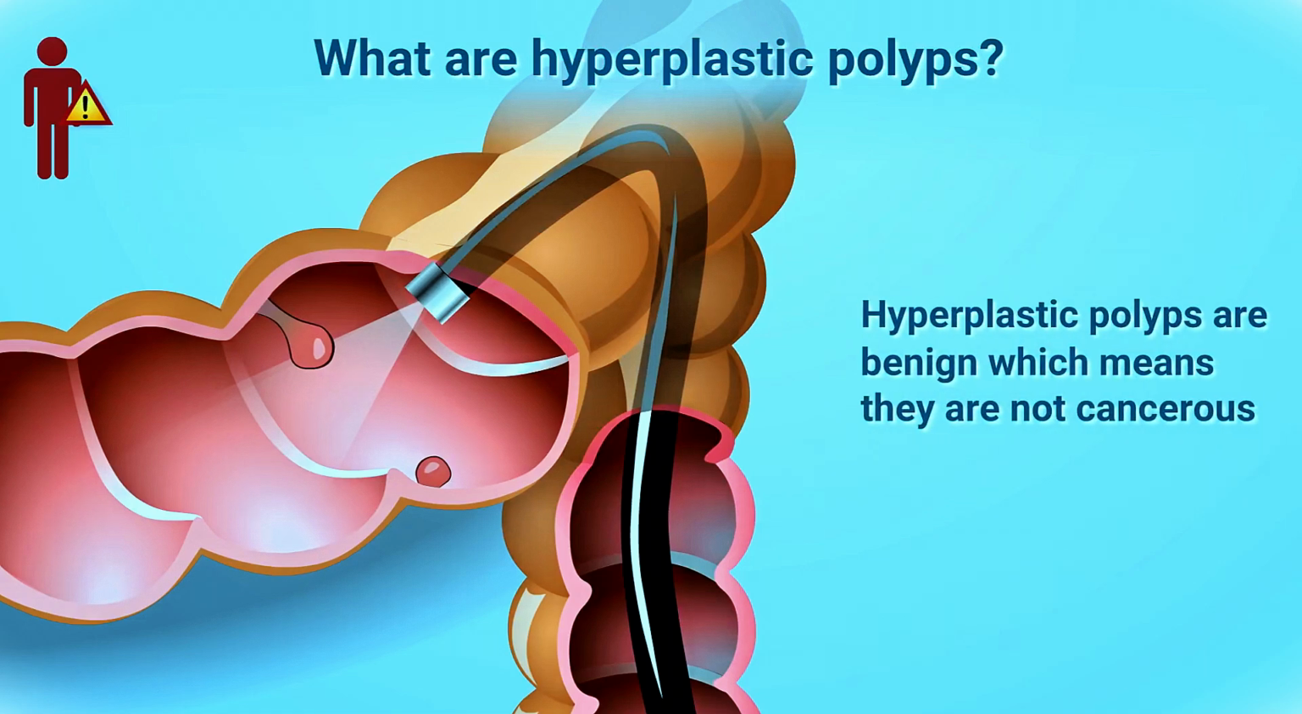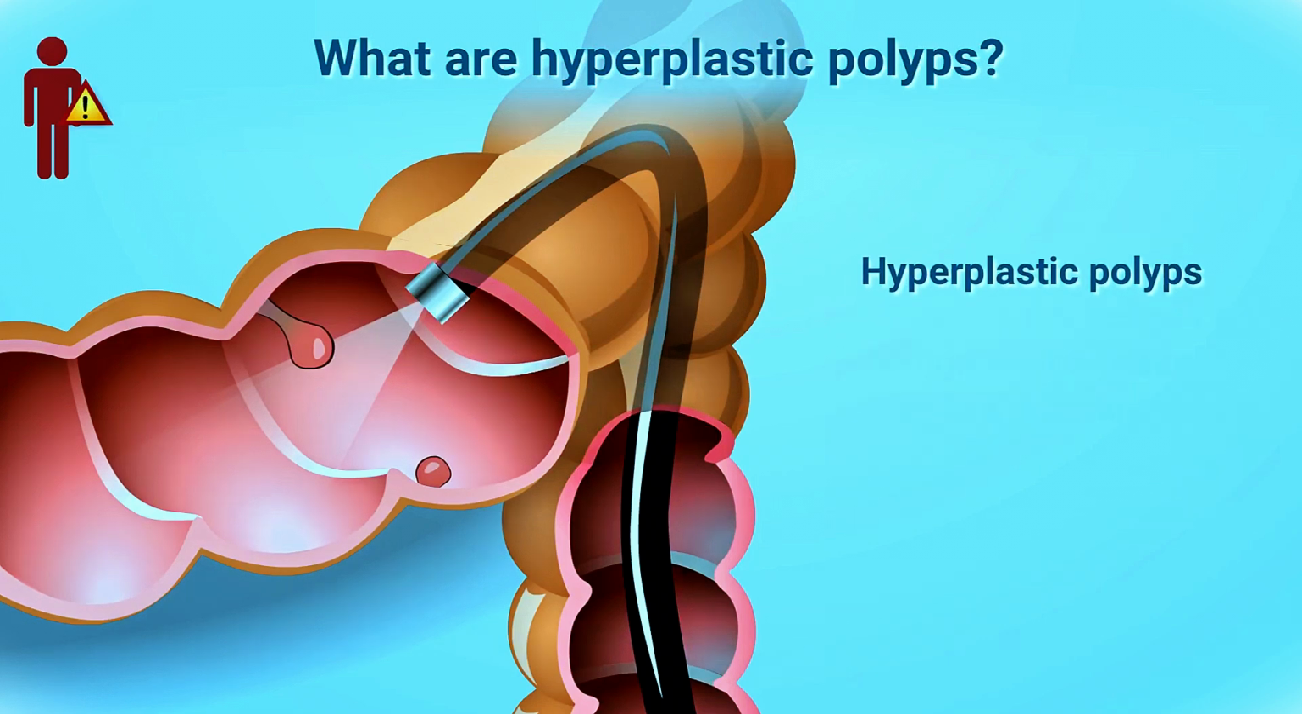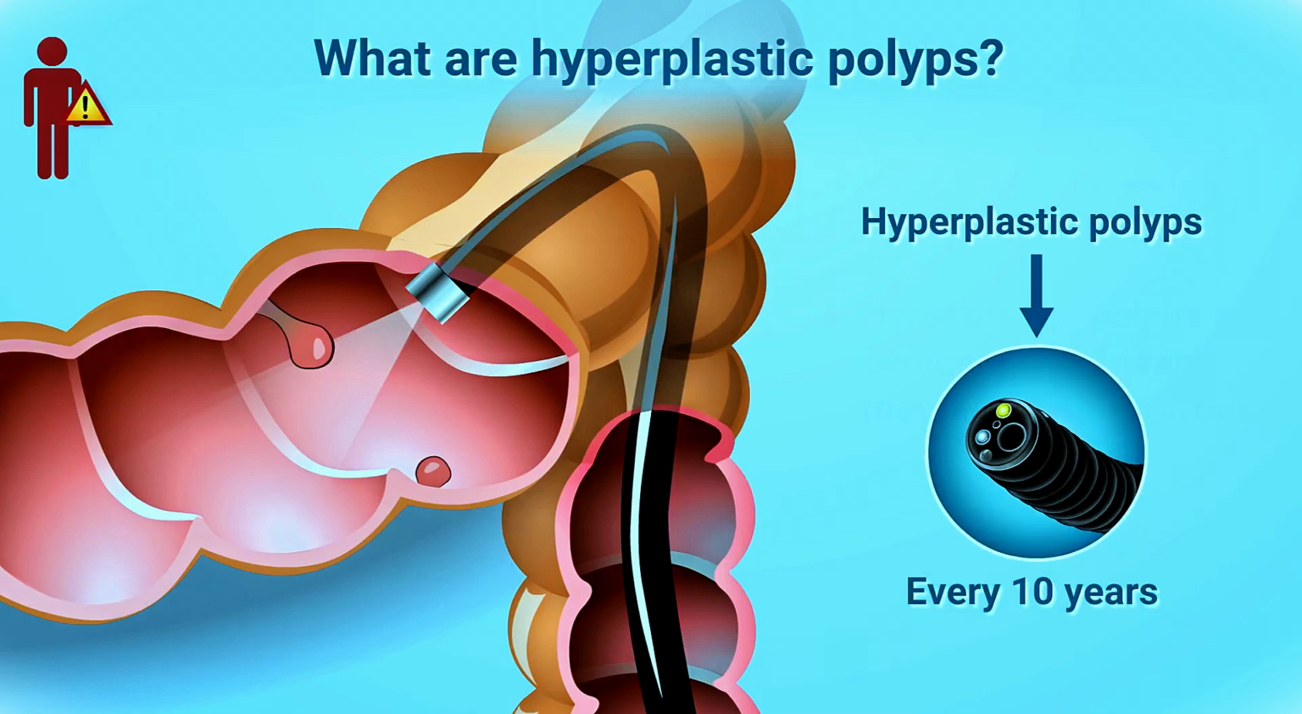Hyperplastic polyps are a benign type of polyp, which means that they have very little chance of turning into cancer. However, they still need to be removed and examined under the microscope, which will determine if these polyps are hyperplastic. Even if you have hyperplastic polyps, it is still very important to have a colonoscopy every 10 years.